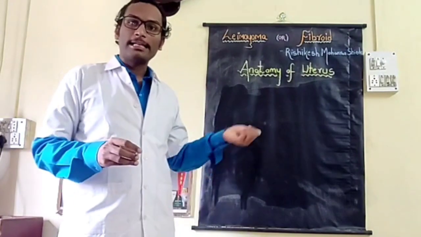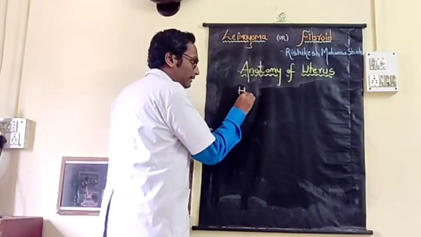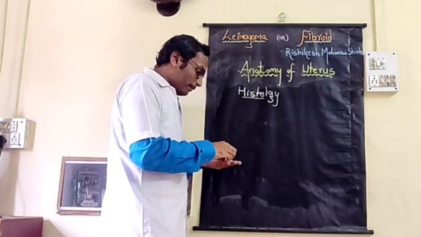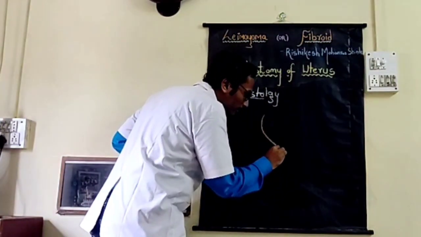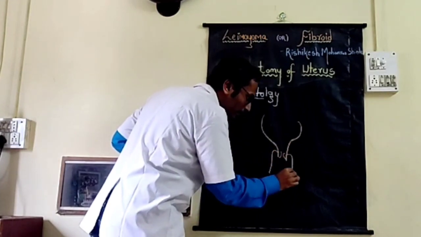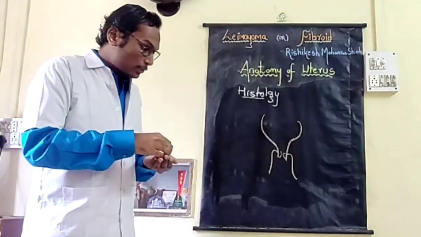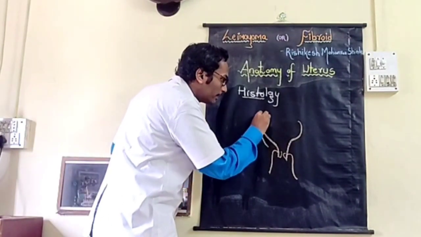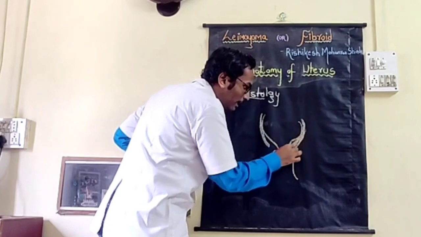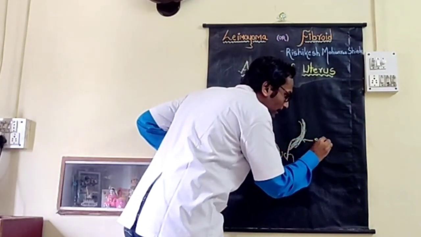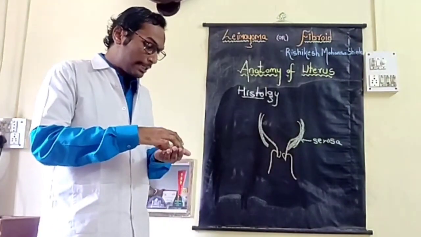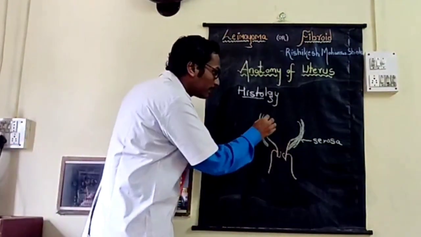Now we will see the histology of the uterus. You all know this is the diagram of the uterus. Its outer covering is a layer called the serosa, also called the outer peritoneal covering of the uterus.